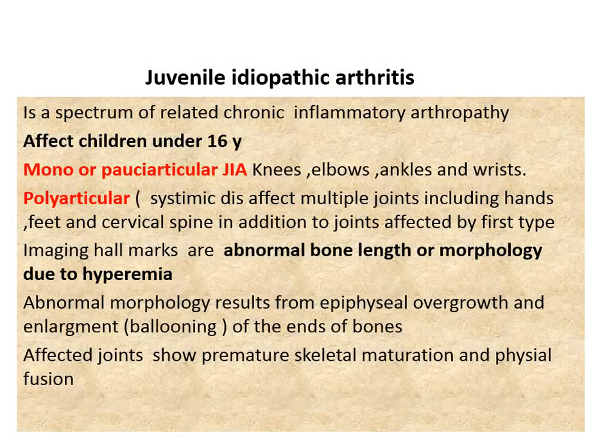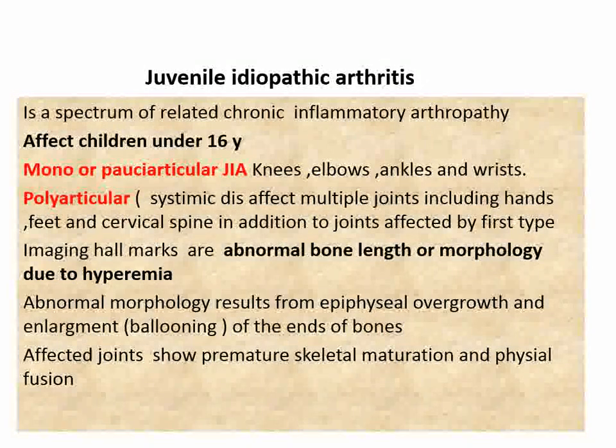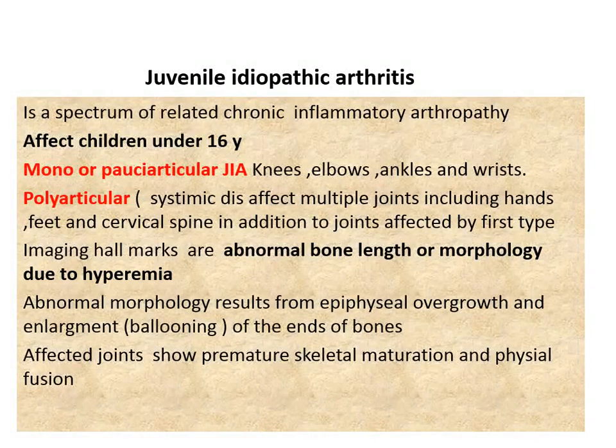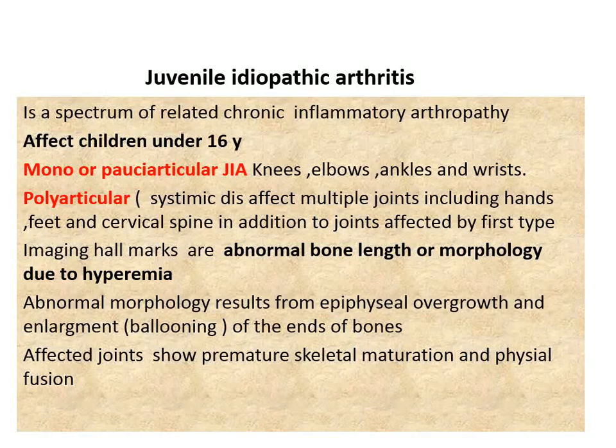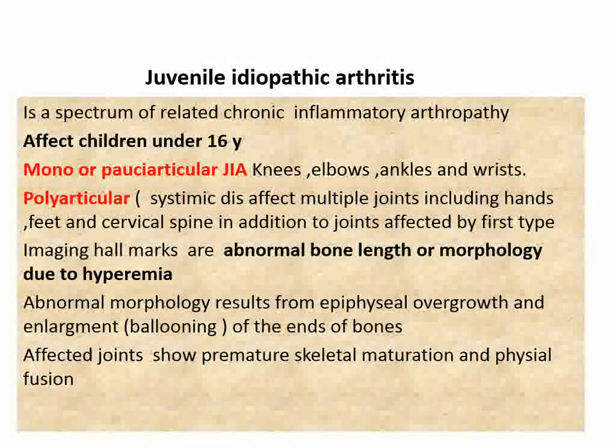The polyarticular type, which is a systemic disease, affects multiple joints, including hand, feet, and cervical spine, in addition to the joints affected by the first type. So this polyarticular type may resemble rheumatoid arthritis in its radiological features.